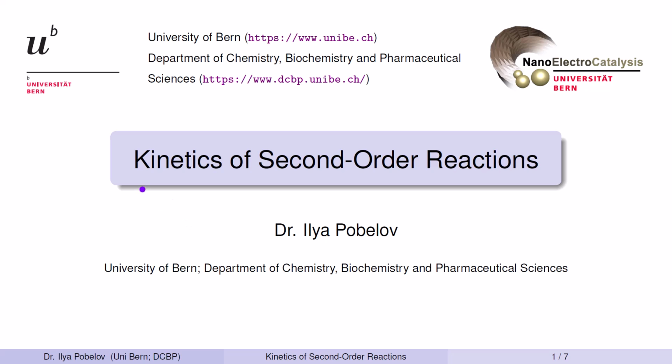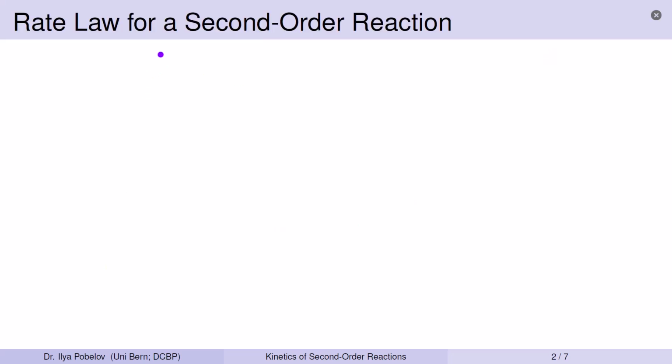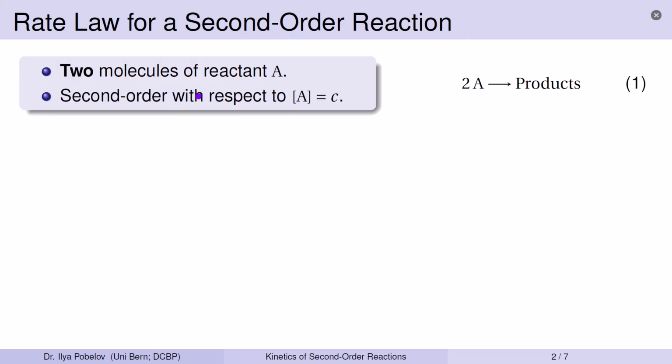In this module, we discuss the kinetics of second-order reactions. Now, we will explore the rate laws of second-order reactions. We consider a second-order reaction of two molecules of reactant A to products. Its rate law is given by the reaction rate V being proportional to the square of the concentration of the reactant A, denoted as C.